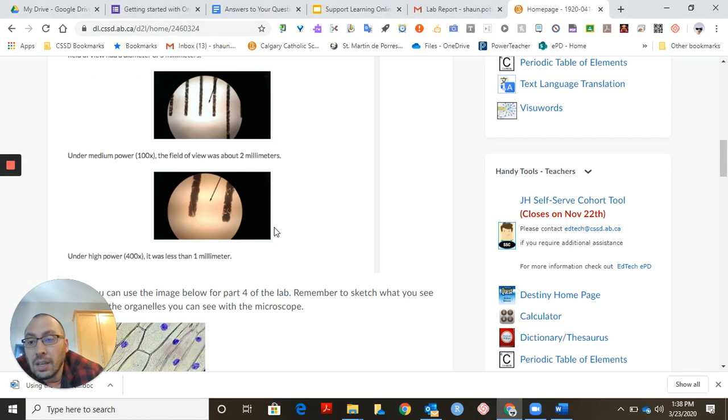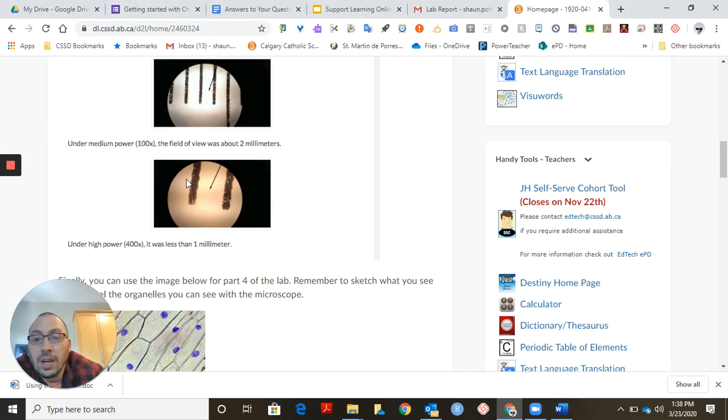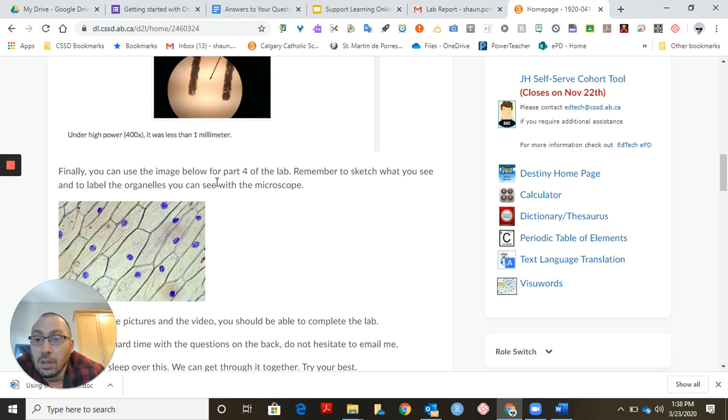There's just a little thing here. Under medium power, the 100 times magnification, this is what you saw. So you could say it's 1, and this plus this probably equals up to 2. So 2 millimeters, you could say 1.75, something along those lines.